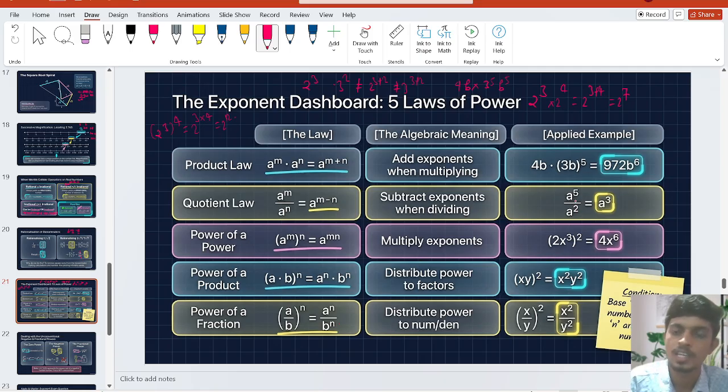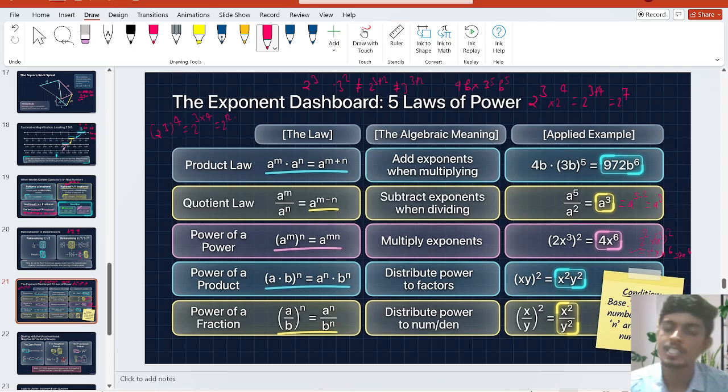Here, a to the power 5 by a squared is equal to what? Using a to the power 5 minus 2, you get a to the power 3. Applying this concept, this is 2 to the power 2 and x to the power 3 to the power 2, and you get 2 to the power 2 into x to the power 6. You get 4 into x to the power 6. Here, x into y whole squared is x squared into y squared, and x upon y whole squared is equal to x squared by y squared.